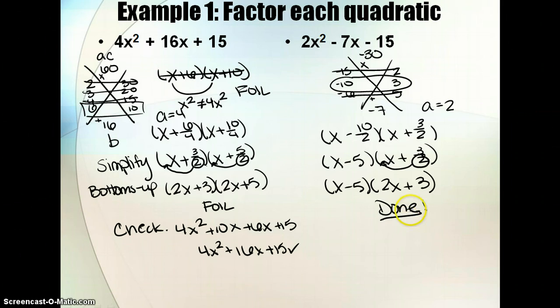That's it. So the steps are pretty set out. You make your x, then you write the factors. Make sure you find the ones that multiply to give you AC, that add to give you B. And then from there, you write your factors, remembering to divide out your A.